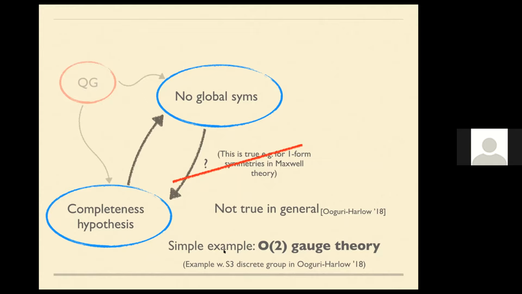It's still a few slides ahead, but I don't think I wrote it down explicitly on the slides. But yes, the completeness of the spectrum that we're going to find, the modification of completeness, is going to require the presence of Alice strings for O(2) gauge theory and similar features for other theories. Yes. Okay, very interesting.